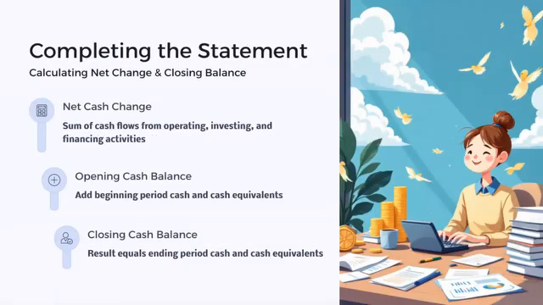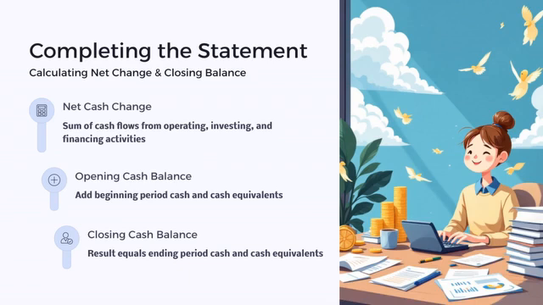So, to determine the ending period cash and cash equivalents, we look at the closing cash balance. This is essentially the amount of cash the company has on hand at the end of the period. To find this, we start with the beginning period cash and cash equivalents, which is the opening cash balance. Then, we add the net cash change, which comes from the sum of cash flows from operating, investing, and financing activities. These three areas cover all the ways cash can move in and out of the business.